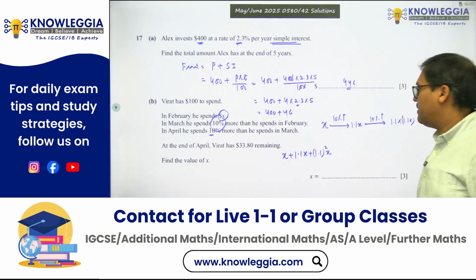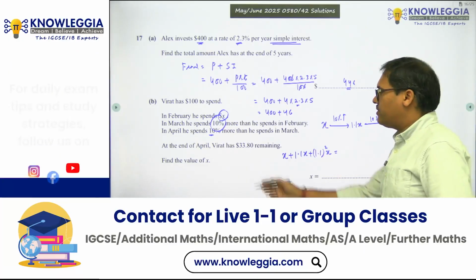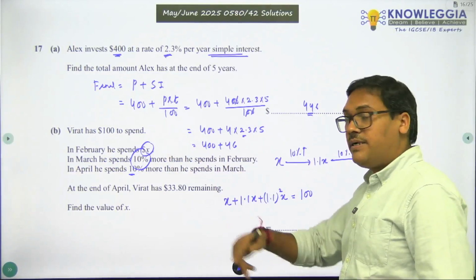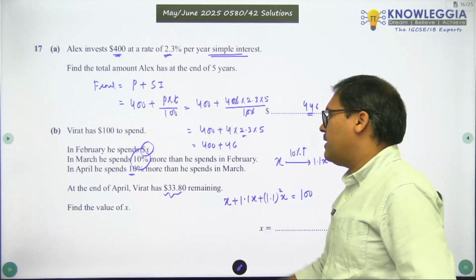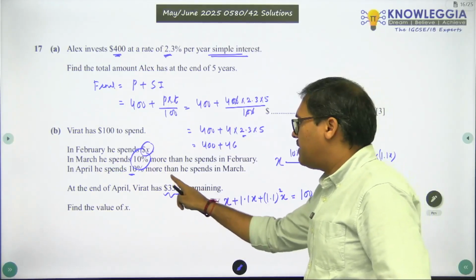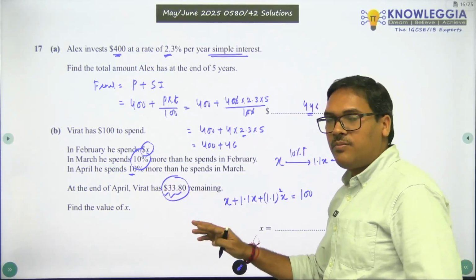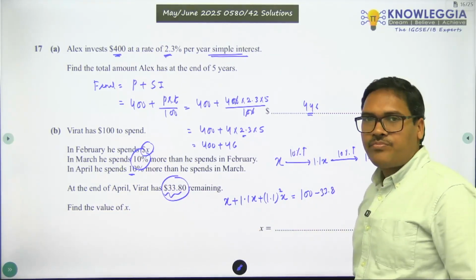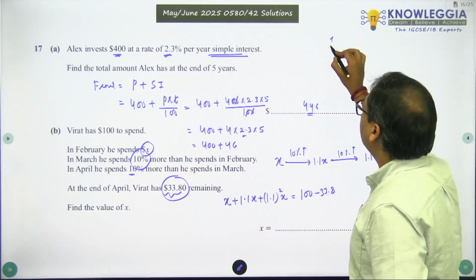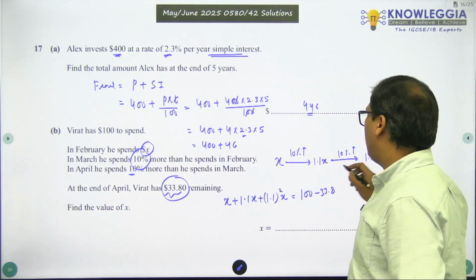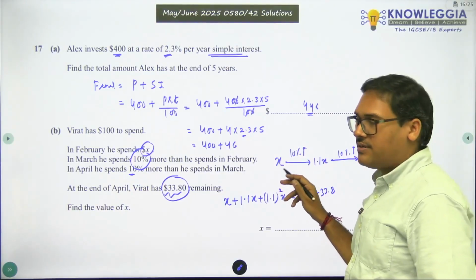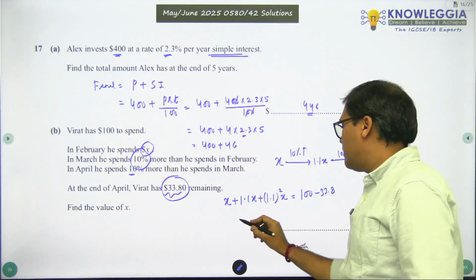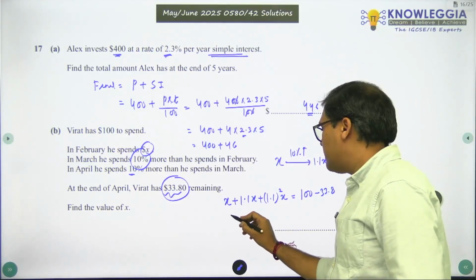This is the total amount spent, which is equal to what? Initially he had $100 and he has $33.8 remaining. So what is the amount he spent? 100 minus 33.8. Or you can directly use the compound interest formula also. Otherwise, this is the easiest way to understand this.